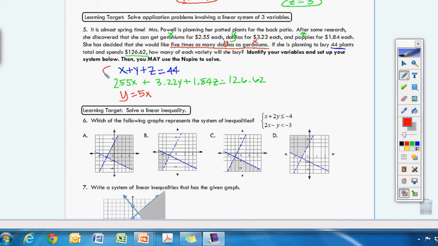So these are your 3 equations, and you can use your Lovely Inspire to plug everything in, and you should come up with an answer of 6, 30, and 8.